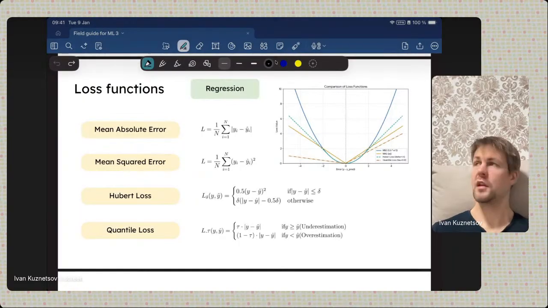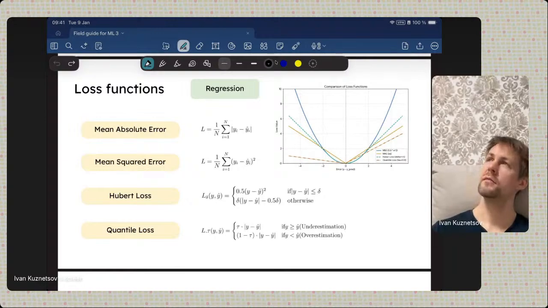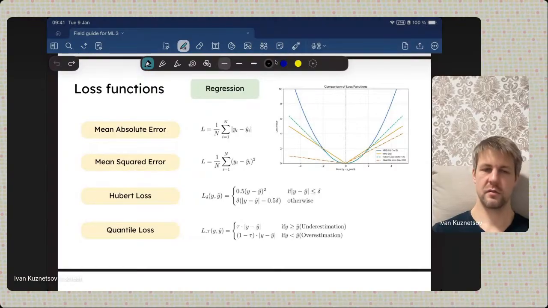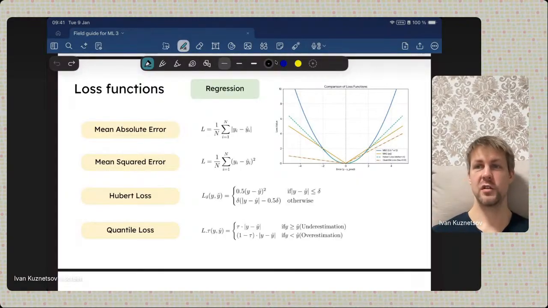So first of all, should I even tell you what's the loss function? Conceptually, loss function is a measure of how well the model that we are training is approximating the data that we have. So to get an answer to the question of how well this approximation works, we can actually use many different functions.